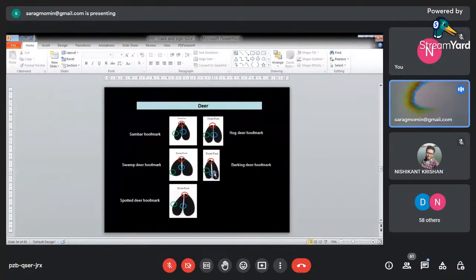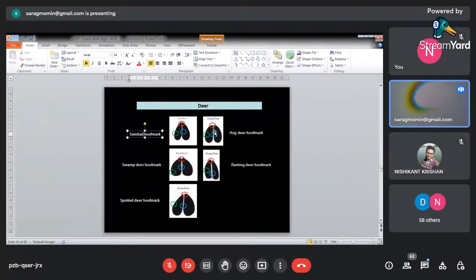towards downward, you can see. Here the breadth of the hoof marks is less as compared to their height. So if it is very uniform and pointed at the apex portion, then this will belong to the sambar species. If it is completely blunt and kidney shaped, then this will belong to hog deer.